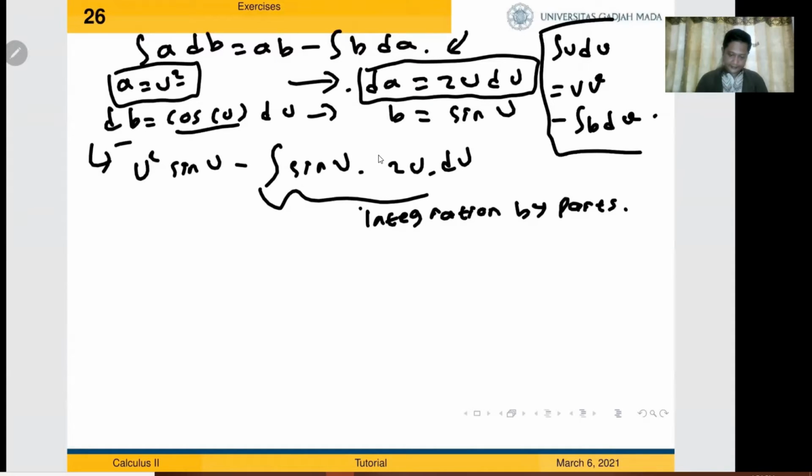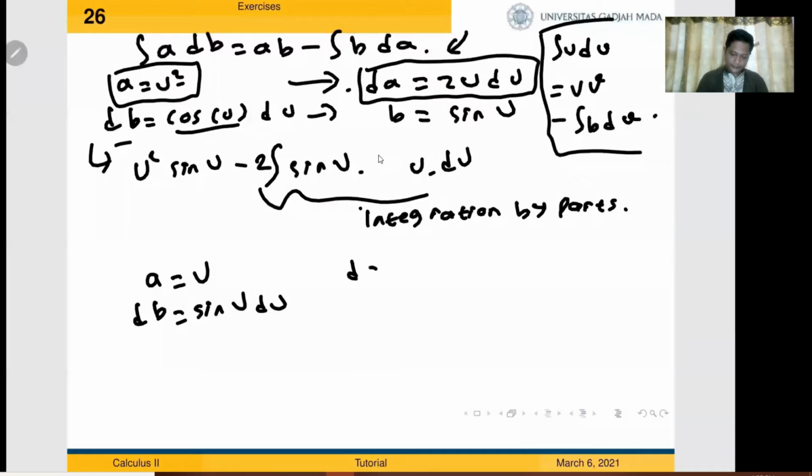Okay. Next, again, we use integration by parts because we have to reduce the power here. We still have U. Now, what is our A? Maybe our A is U and dB is the rest, because we can neglect the number 2 here and move it outside. So our dB is sin U du.